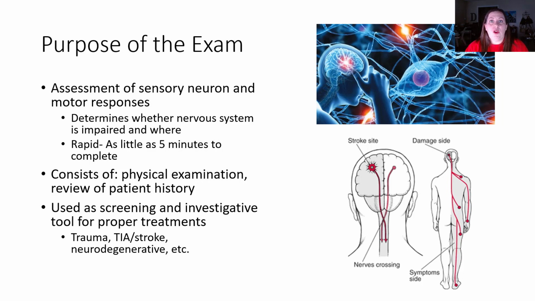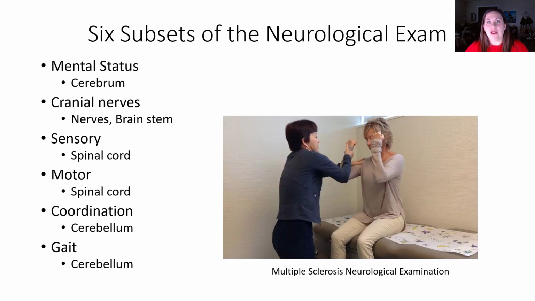Now, we're going to look at the breakdown of a neurological exam, and then I'm going to talk specifically about each of the parts. So when we look at a neurological exam, it does have 6 subsets to it. We are going to test their mental status. The mental status is going to be looking at the bigger part of the brain, which we would call the cerebrum, the highest part. This is going to look at memory and judgment and different things like that.